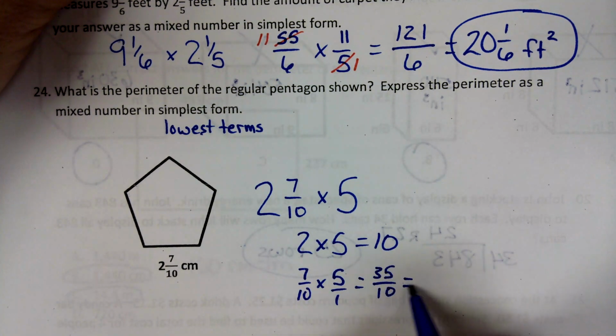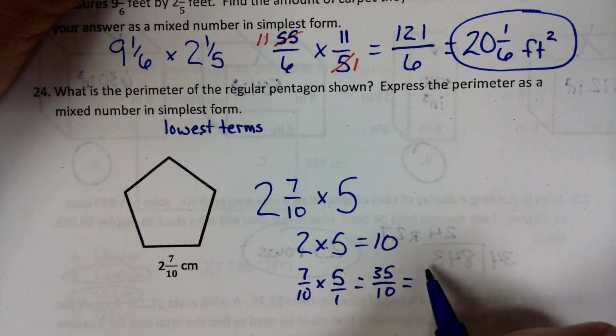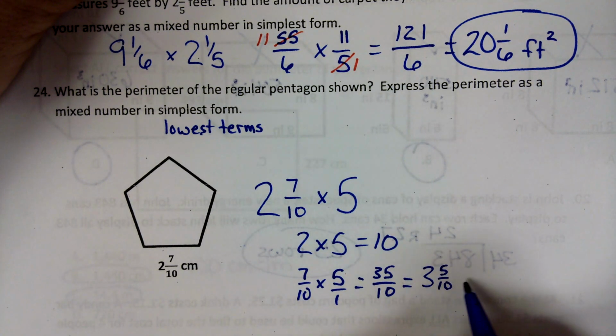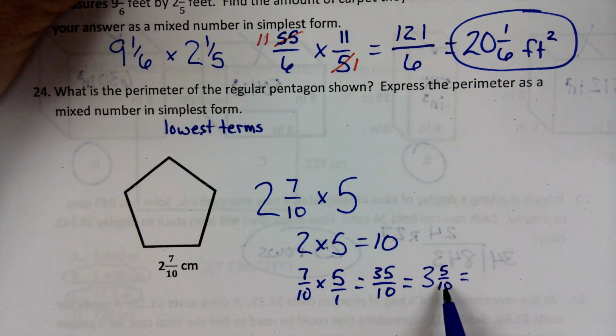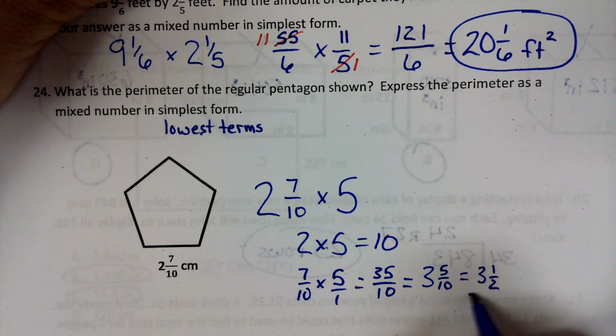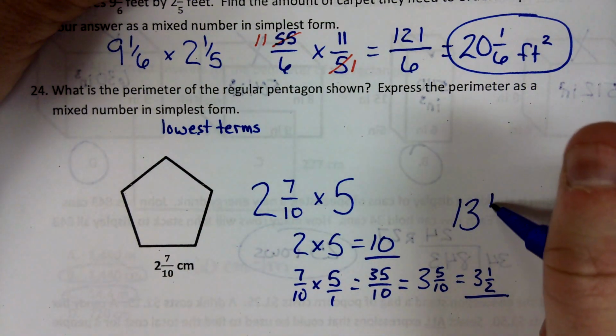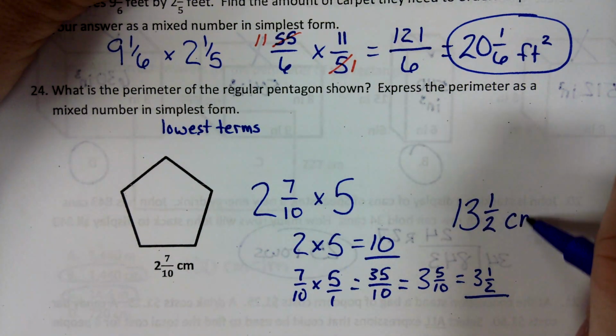35/10. Well, I can quickly convert that back to a mixed number way more easily than the bigger numbers if I did it all at once. That gets me 3 and 5/10, and that fraction jumps out to me very quickly as a 1/2, so there's 3 1/2. And then the 10 that I had here, I get my 13 1/2 centimeters.